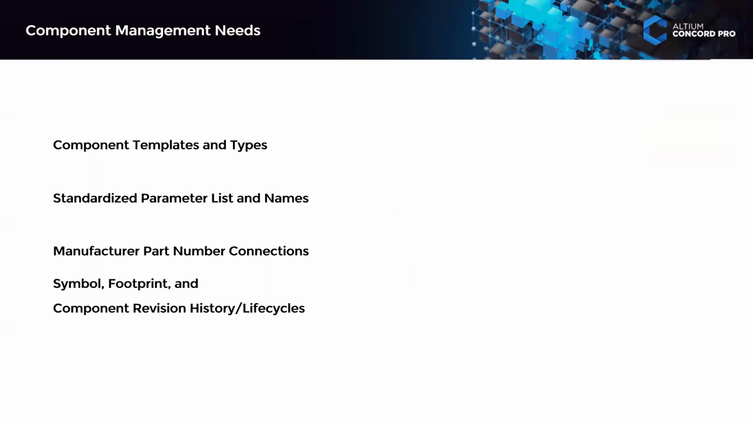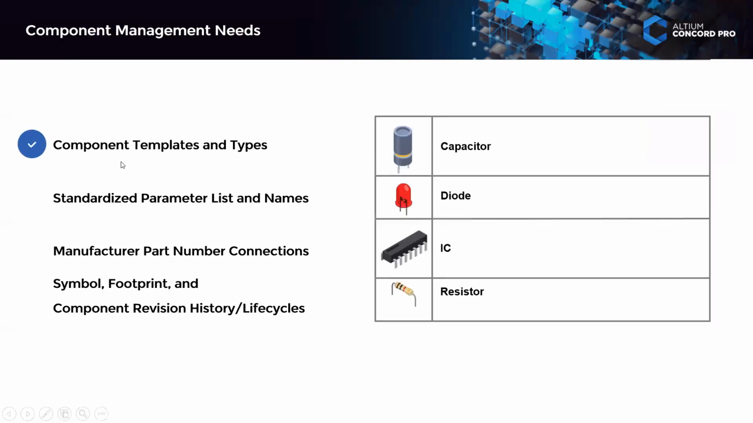Now, when you want to go for component management, the first necessity is that you have to have component templates and types. It means inside your server, you will have certain templates, and based on the type of component you can choose. For example, the component you are creating may be a capacitor, a diode, an IC, or a resistor, whatever it may be. That component will have its own template, so we must follow the templates.